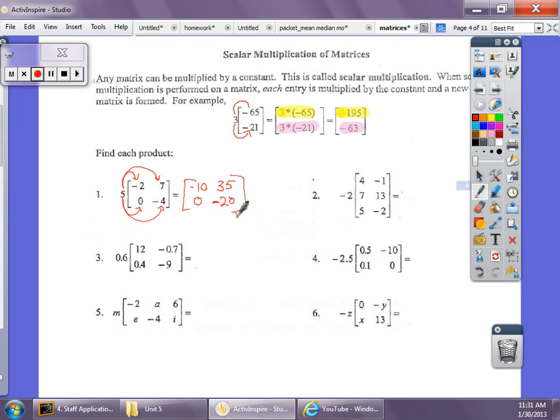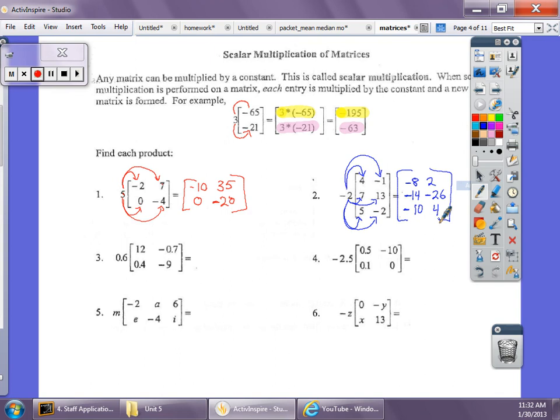So when we look at number 2, once again, we got to make sure we distribute that negative 2 to everything. Well, negative 2 times 4, negative 8, negative 2 times negative 1, positive, a negative times a negative is a positive. Negative 2 times 7 is negative 14. Negative 2 times 13, negative 26. And then we do the last row. Negative 2 times 5 is negative 10. And negative 2 times negative 2 is positive 4. So that's how we get that matrix.